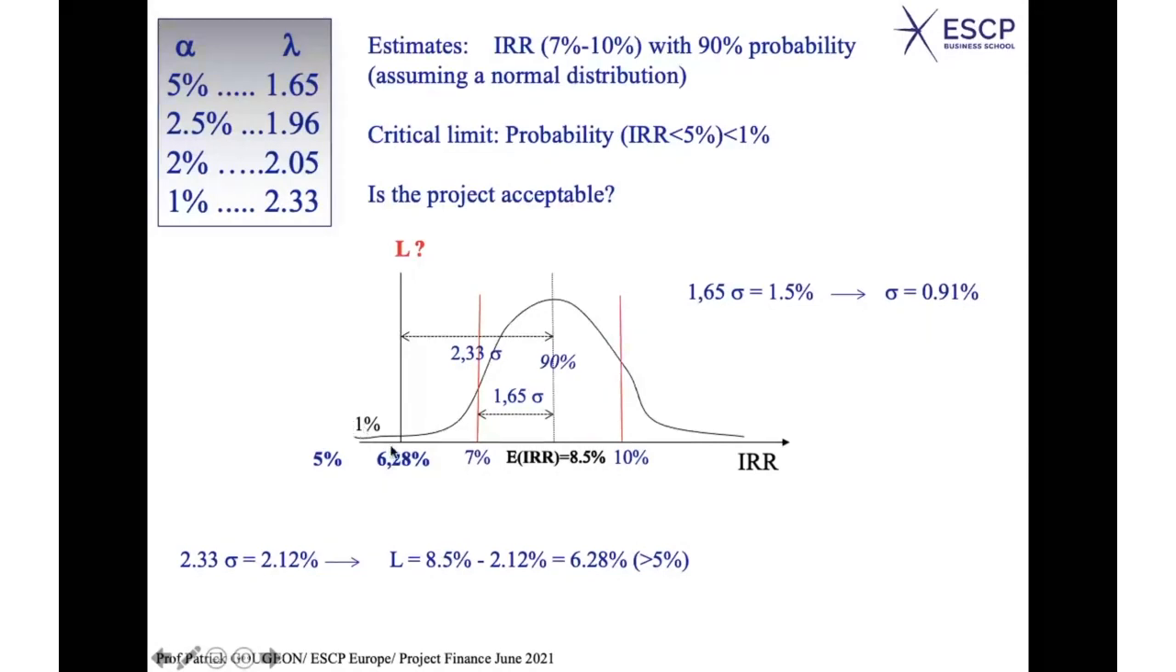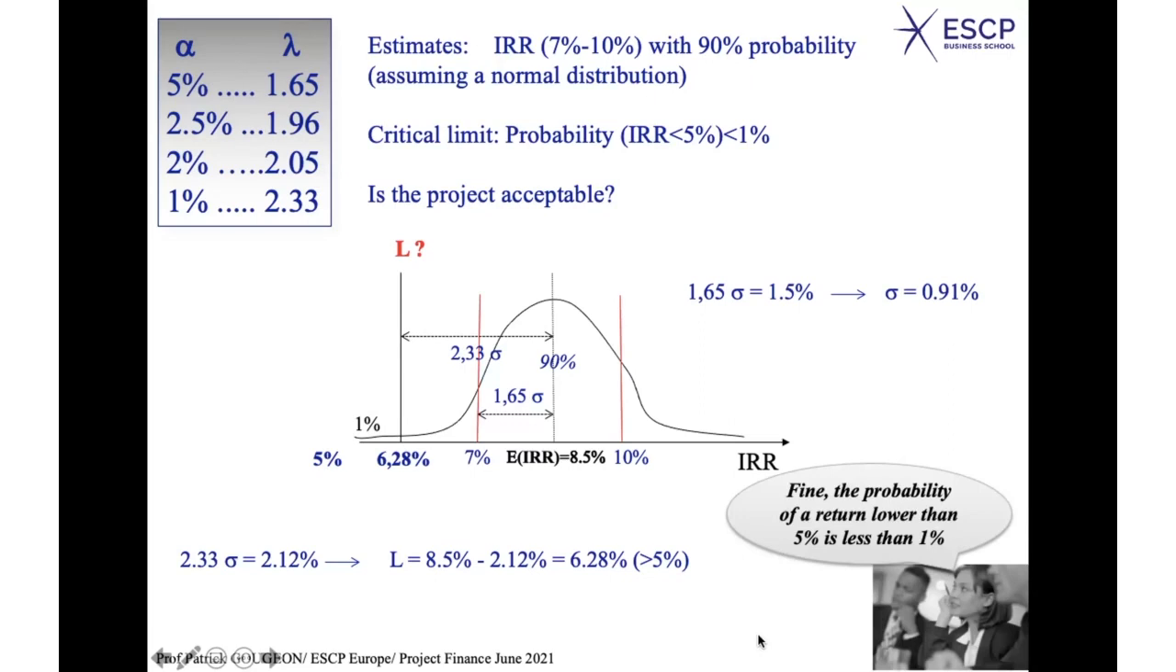Okay? Where is your limit? Your critical limit is 5%. Okay? 5% is on the left side of L, because it is lower than 6.28. In other words, the probability to have less than 5% is obviously lower than 1%. And therefore, you can conclude that the project is acceptable. Okay, this is a rather simple approach, but this is the way you can use indicators to see if a project is acceptable or not.